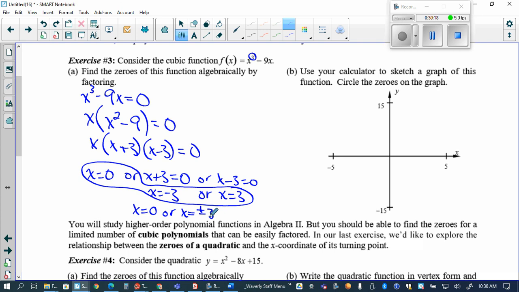Now, put this in your calculator and graph it. Do you remember what it looks like? It's a cubic. Is it going to be a parabola? Fix your window so you can see the whole thing.